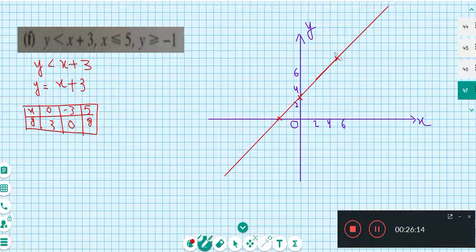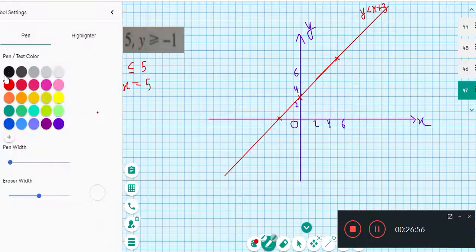For this I have used this color. Y is less than, it means where is the line? This red line, and it should be below the line because it has a less than inequality. So the shaded region will be below this line. So we have this region.